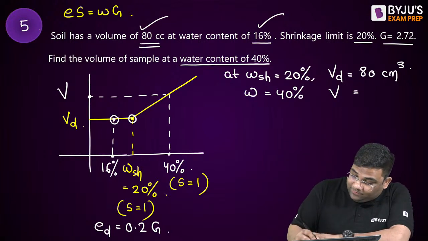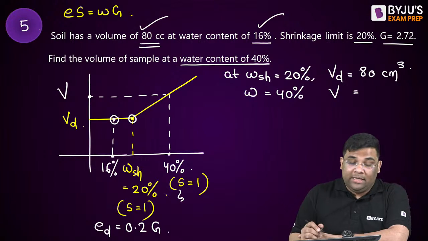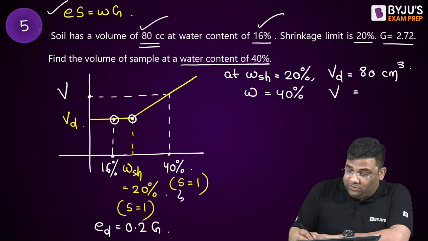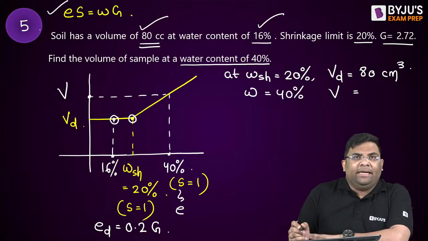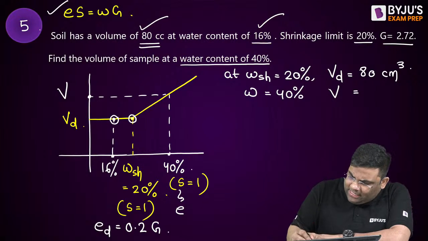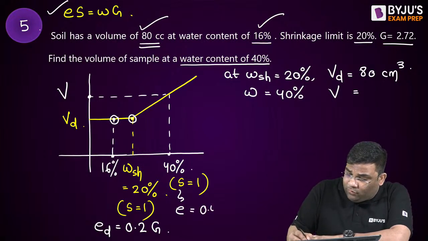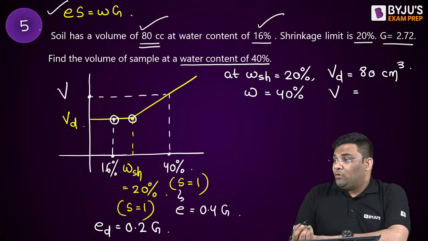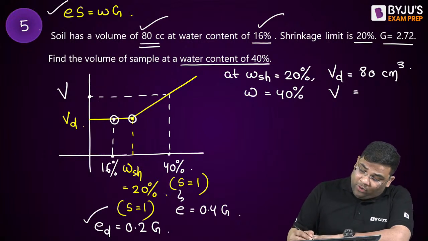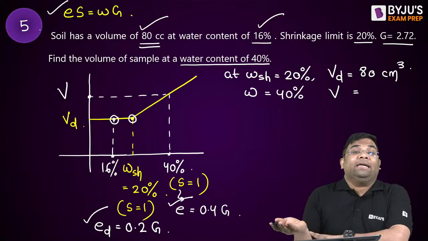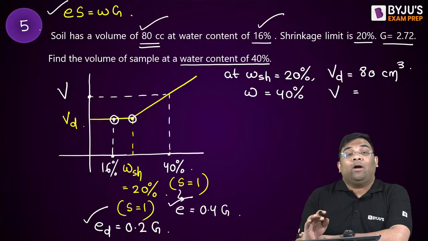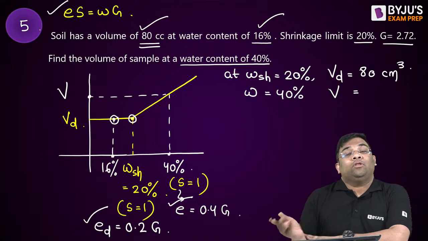Now here also, if I use this equation, suppose the void ratio is E, degree of saturation is 1, so I can write E is equal to how much? Water content, which is 40%, 0.4 into G. So I can write down the void ratio at these two water contents in terms of what? WG, because S is 1 in both cases.